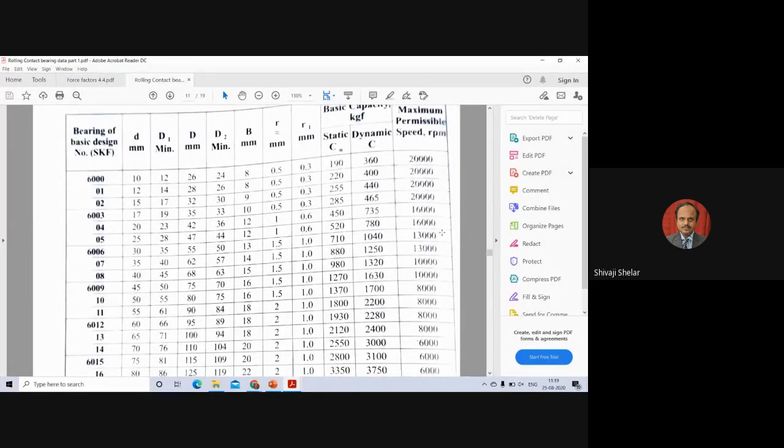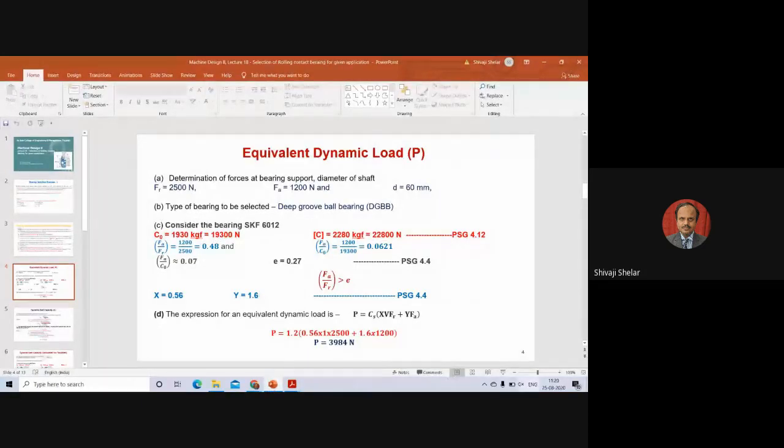At this moment, we have standard dimension here 60. So 6012 we are selecting, and this data we are taking: 1930 kgf as static capacity and 2280 kgf as dynamic capacity. So this data I have produced here. So we are going back to the presentation again.